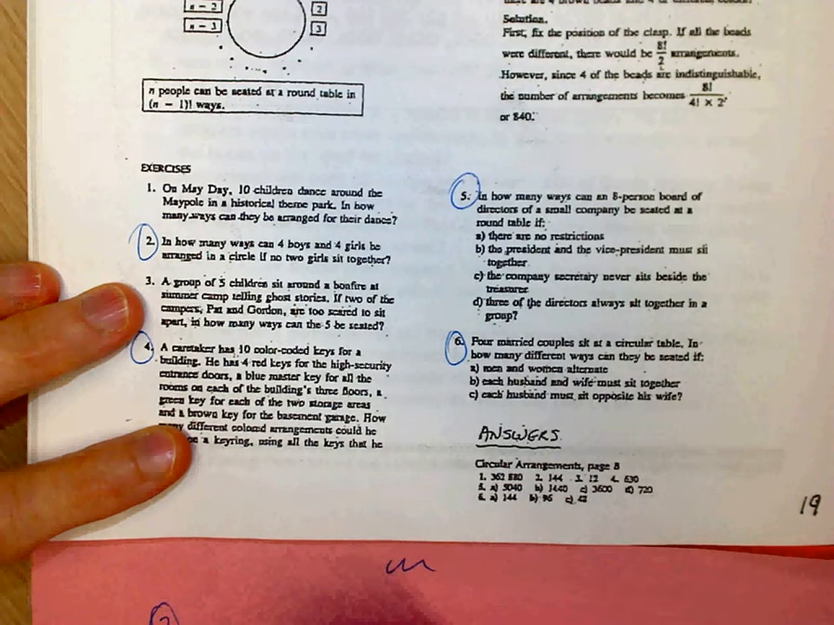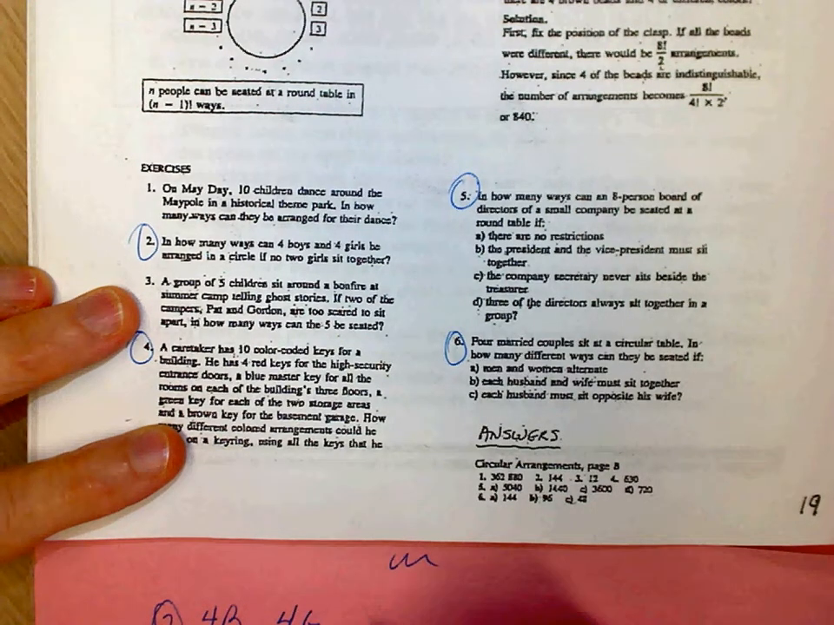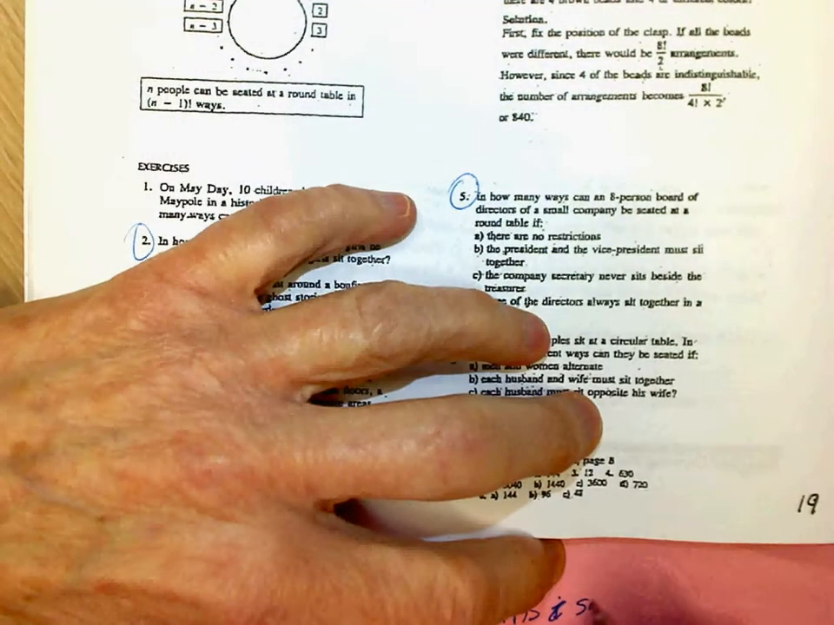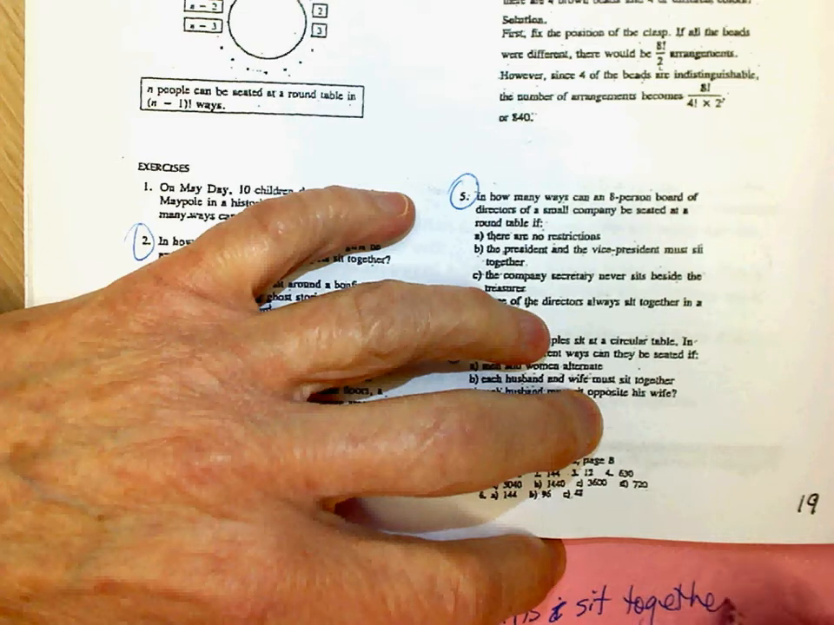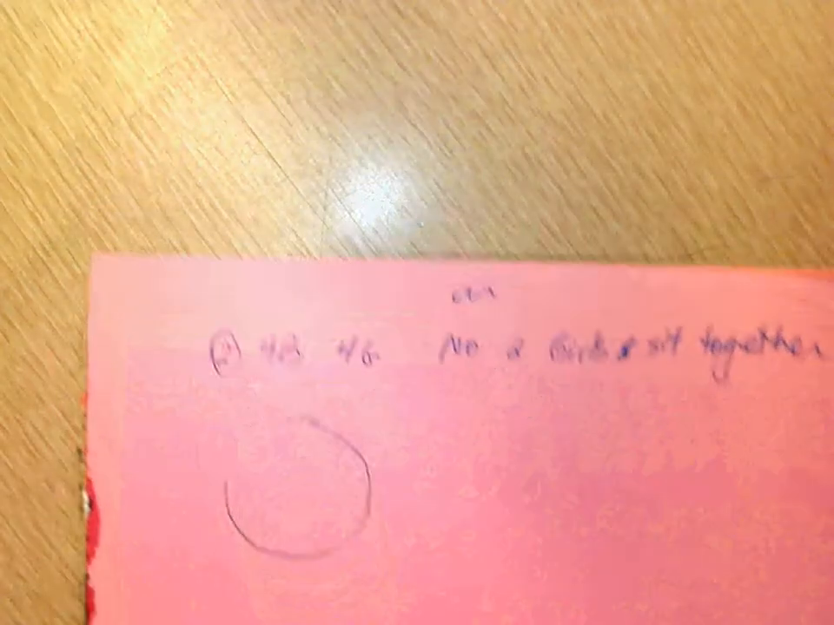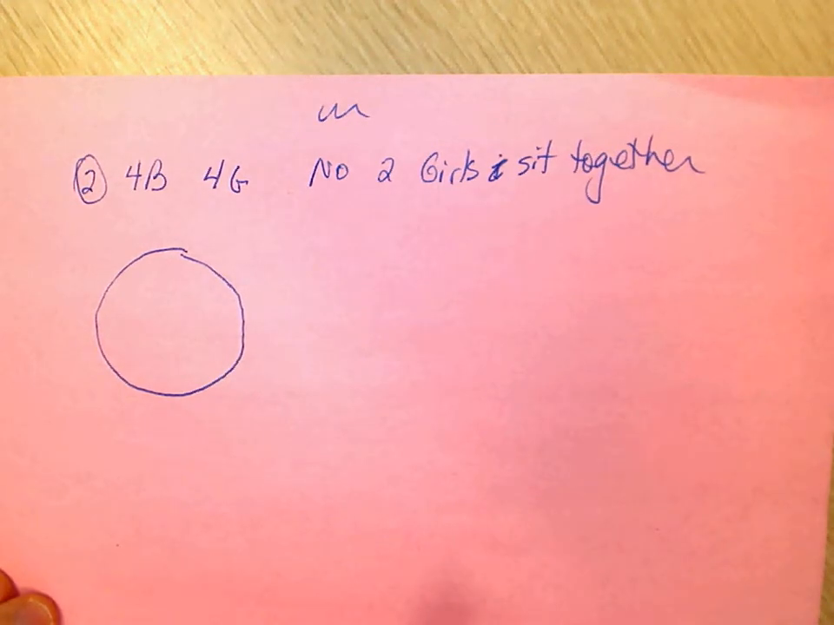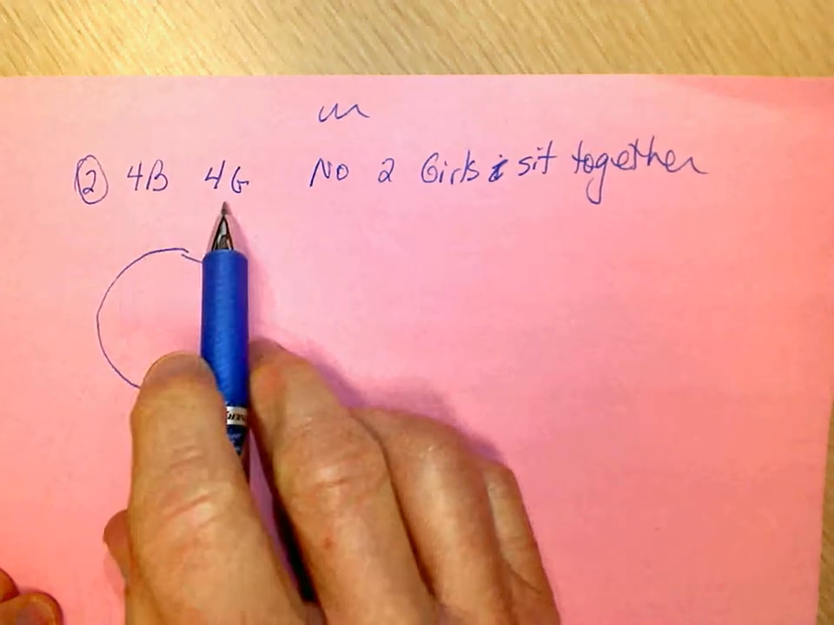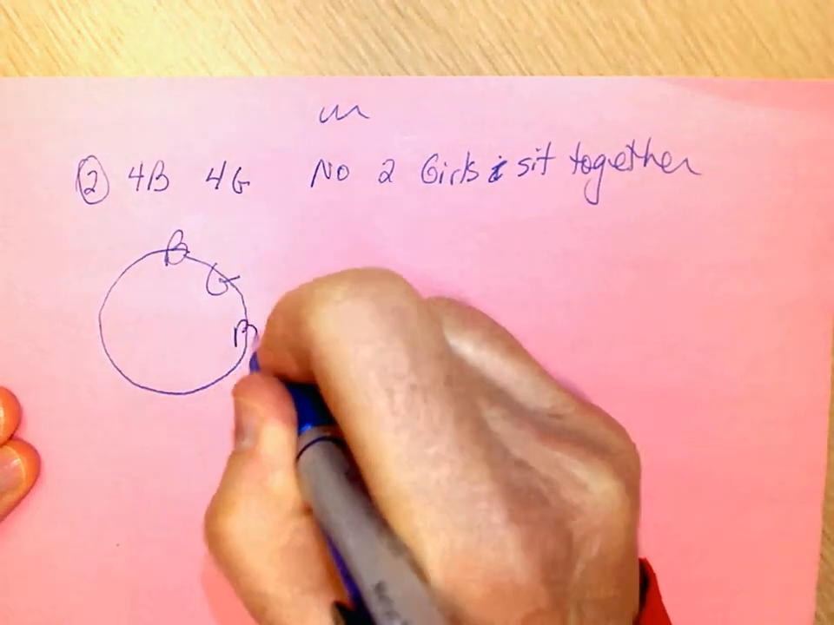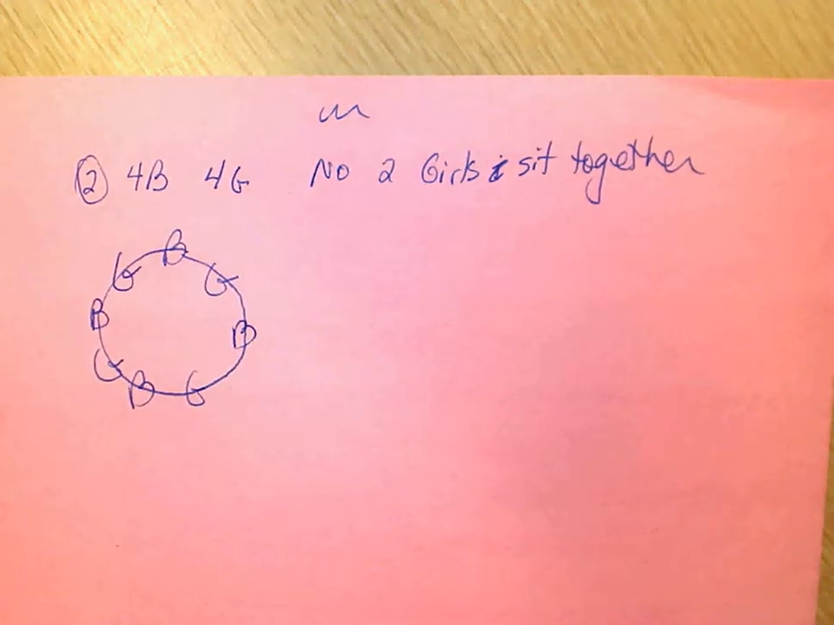Now that says, in how many ways can 4 boys and 4 girls be arranged in a circle if no 2 girls sit together? Okay, so again we have a circular arrangement. That means the boys and the girls are alternating. So you have 4 boys and 4 girls. So we'll put boy, girl, boy, girl, boy, girl. 1, 2, 3, 4, 5, 6, boy, girl, for a total of 8.